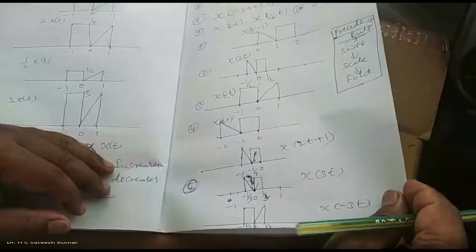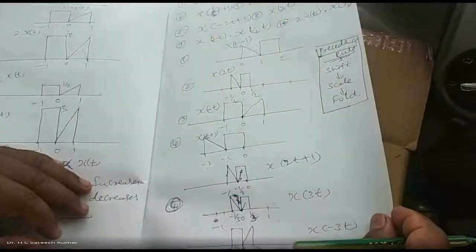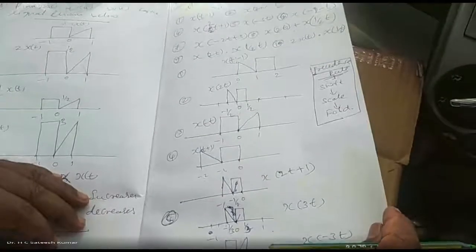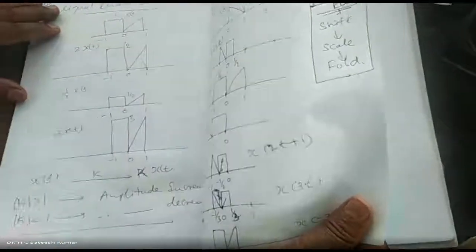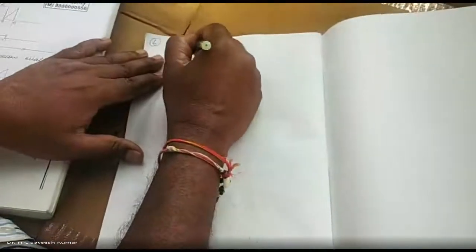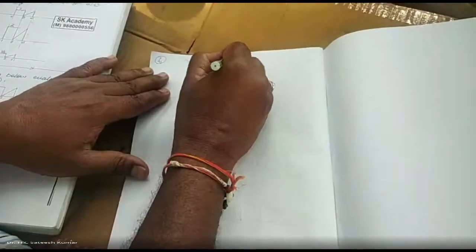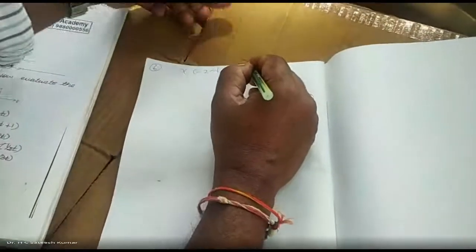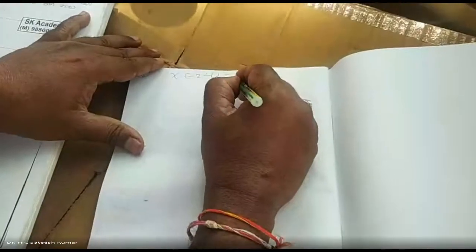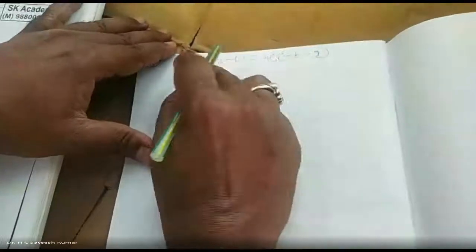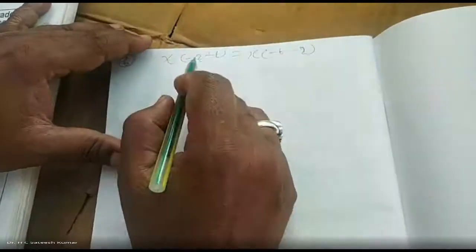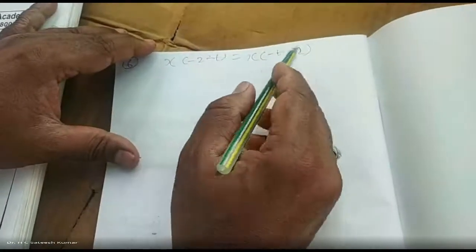Next is x of minus 2 minus t, the sixth one. First, I'll write the original signal. X of minus 2 minus t can be rewritten as x of minus t minus 2, so change it and you can write it. Minus 2 minus t is nothing but minus t minus 2.